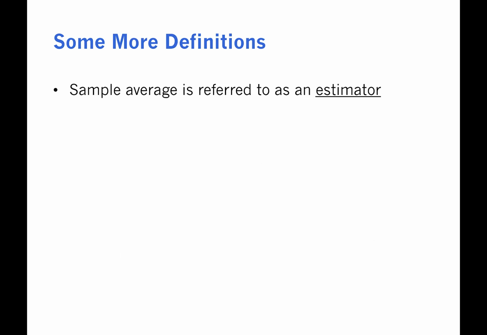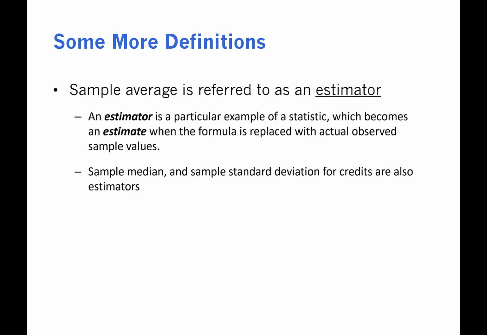Now the sample average that I just reported is referred to as an estimator. An estimator is a particular example of a statistic, which becomes an estimate when the formula is replaced with actual observed sample values. So you all know how to calculate the average. You add up all the numbers, divide by the total number of observations. That average formula is what we call the estimator for the average or mean. But after you plug numbers into your formula and calculate a number, the number that you've calculated is called the estimate. So sample median and sample standard deviation for credit hours are also called estimators.